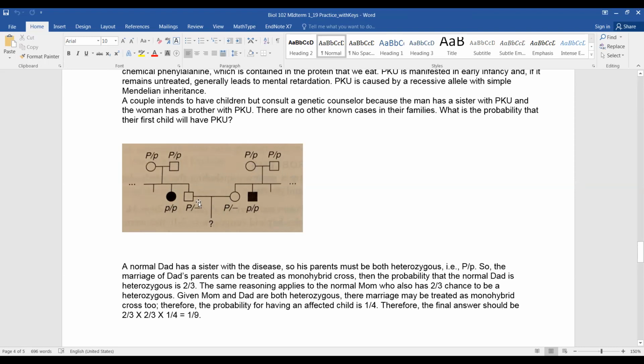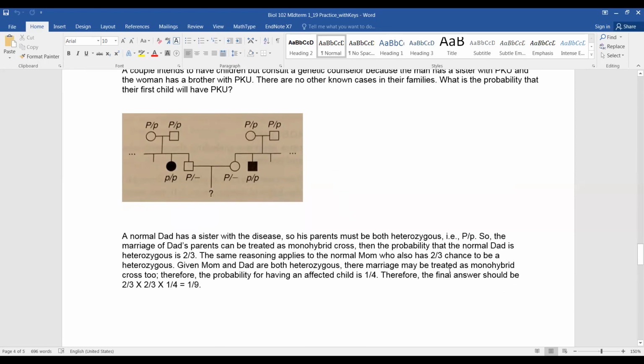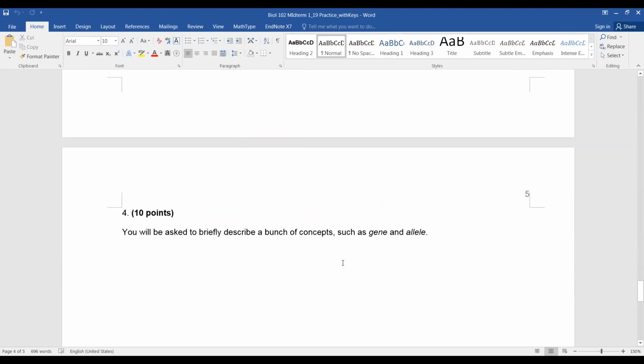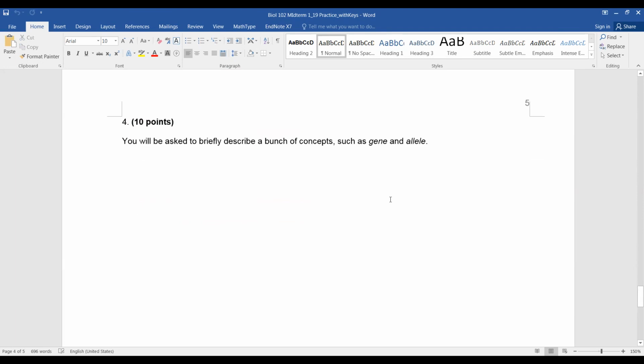Now we want to calculate the probability that these two normal parents will give an affected kid. Because of their phenotypes, they are normal, so we need to understand why each of these parents has a 2/3 chance of being heterozygous. So you need to understand this. Just draw the classical monohybrid cross Punnett square to help you get these probability values, and finally you can get the answer. And we have four questions in the midterm.